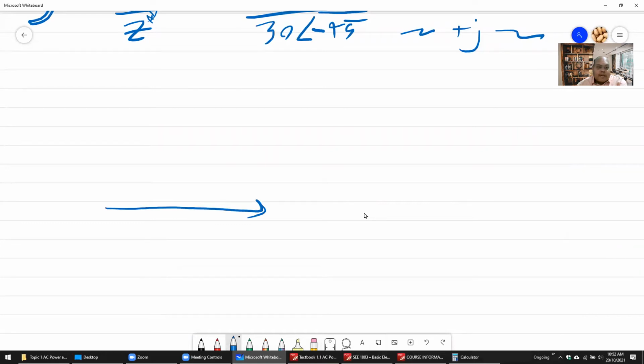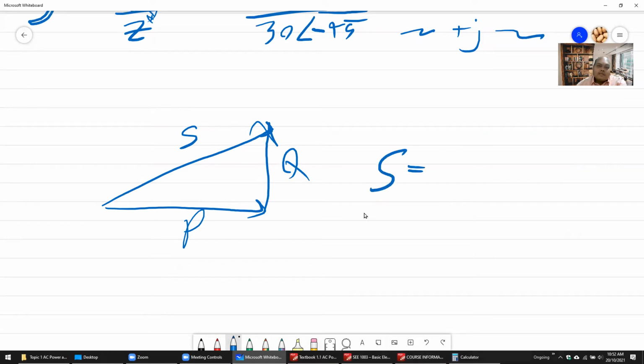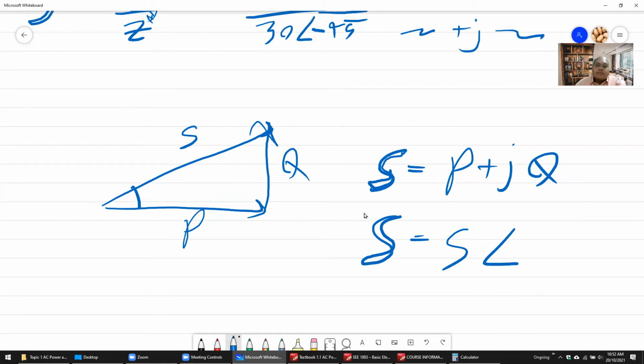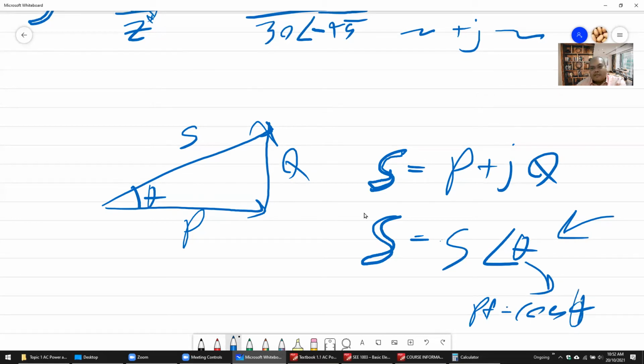So if you remember, recall back, this one is P, this one is Q, this one is S. So S is basically P plus JQ. So the complex number is just P plus JQ, the bold S. S angle theta. Because of this relationship, from the complex number you can get the angle, you can get PF equals cos theta. So if you have the complex power S and you are given Q, you can get P.